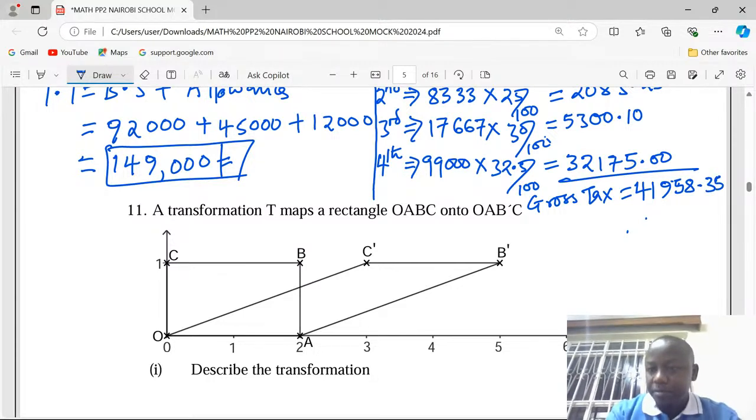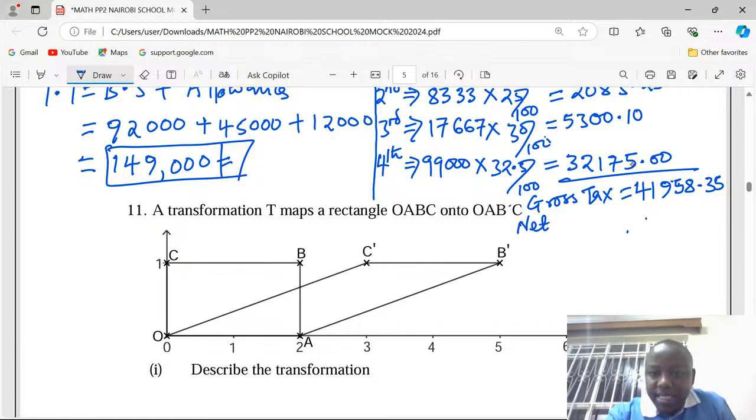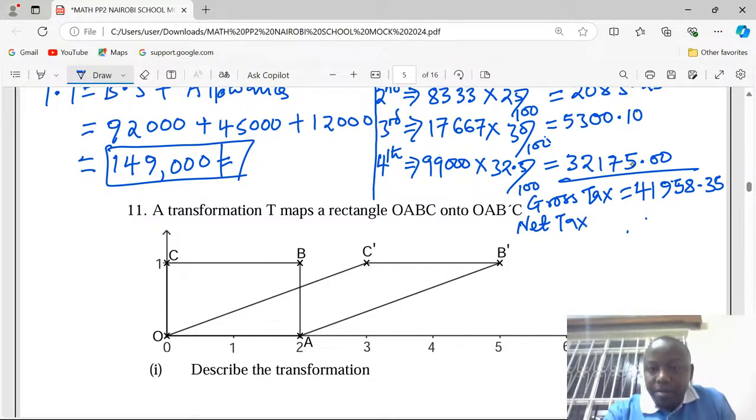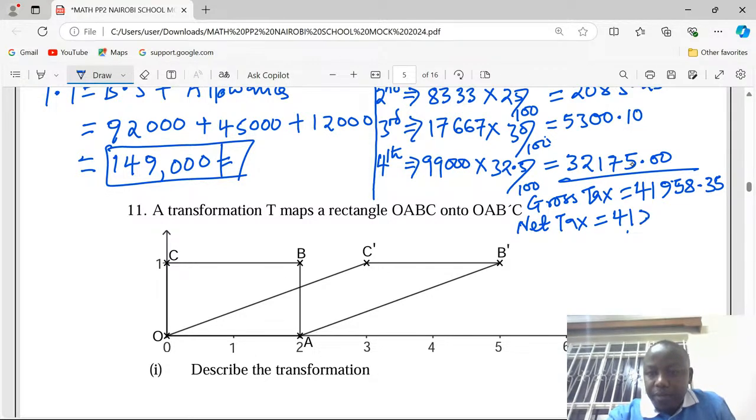41,958.35. So this is the total tax that he would have paid. But now we need the tax that he pays. So we will proceed to the net tax, whereby it is the gross tax minus relief, 41,958.35 minus the tax relief of 2400.